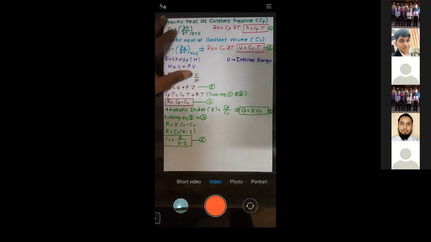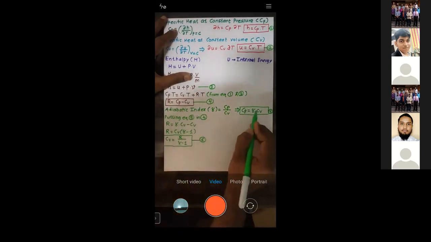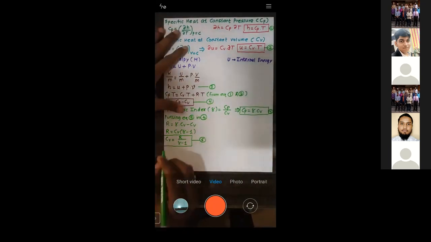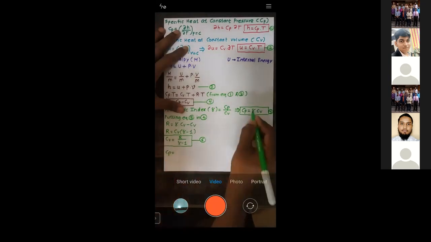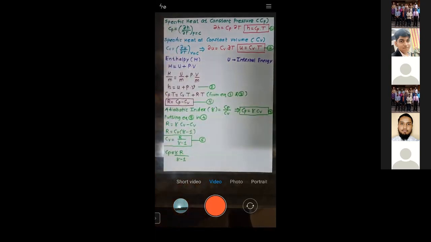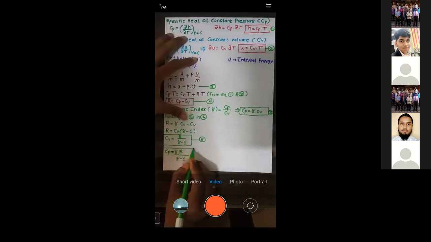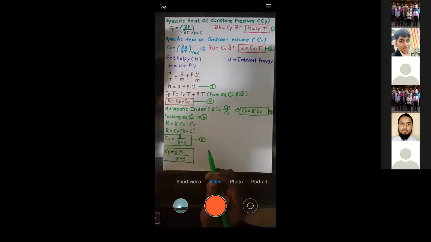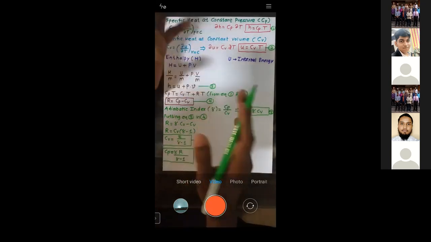So I now have the value of Cv. Can I calculate Cp now? So how do I calculate Cp? Cp is equal to gamma into Cv, and Cv is R upon gamma minus 1. Yes or no? Is that okay? Yes, sir.